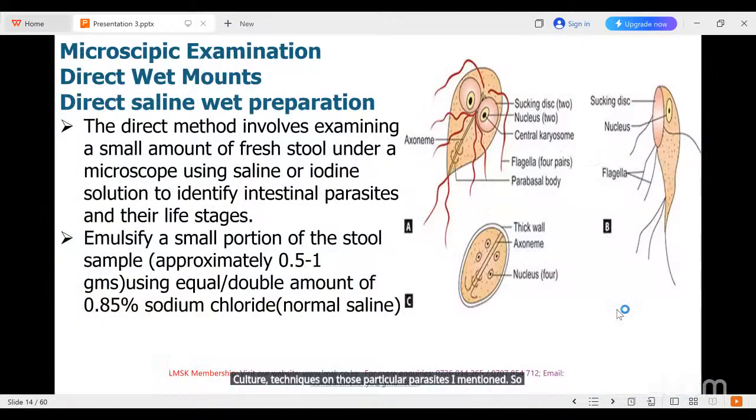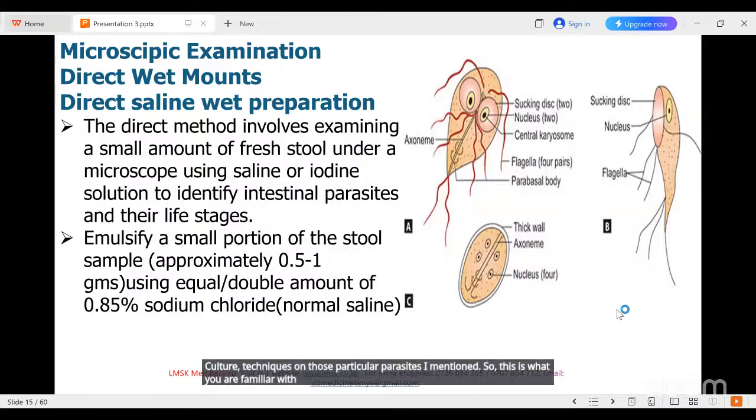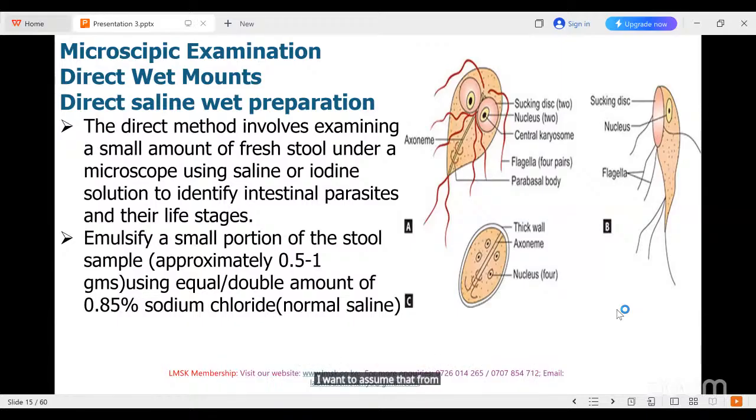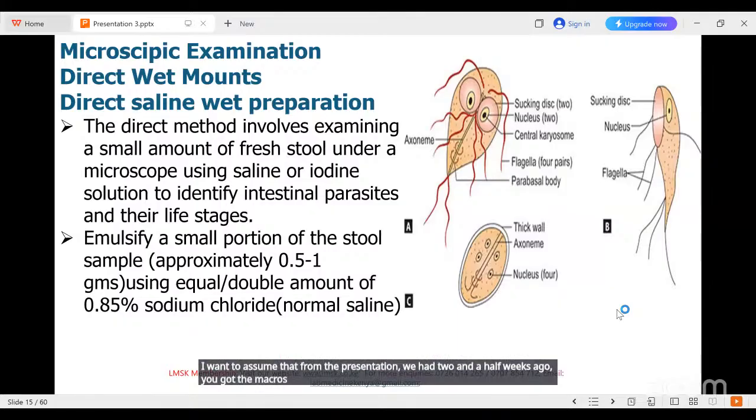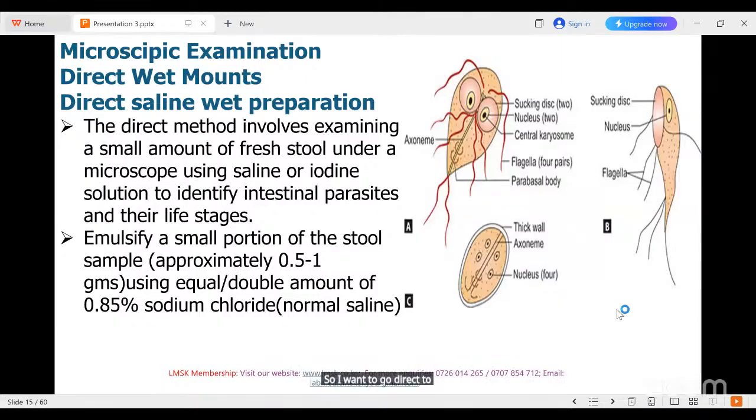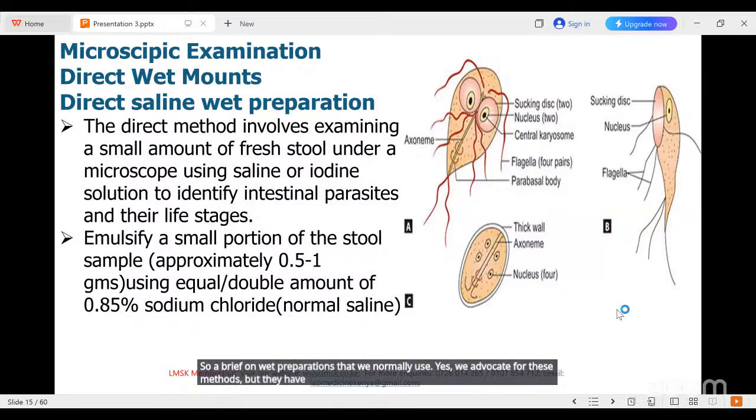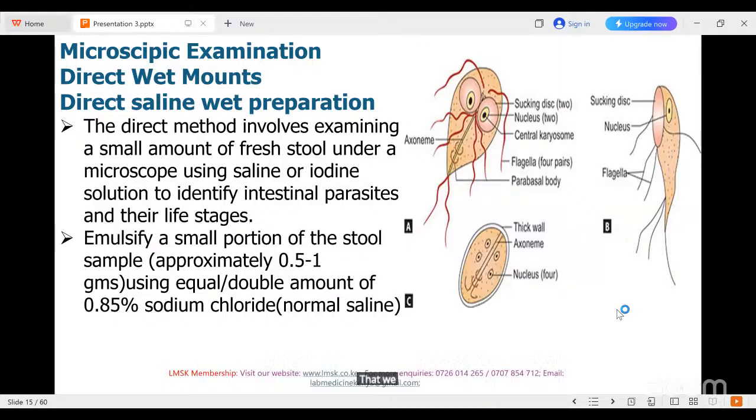So this is what you are familiar with, of course. I want to take you through microscopic examination briefly. I want to assume that from the presentation we had 2.5 weeks ago, you got the macroscopic examinations that we do in terms of consistency, color, etc. I want to go direct to the microscopic examination. So, a brief on wet preparations that we normally use. Yes, we advocate for these methods, but they have some limitations that we can always avoid.